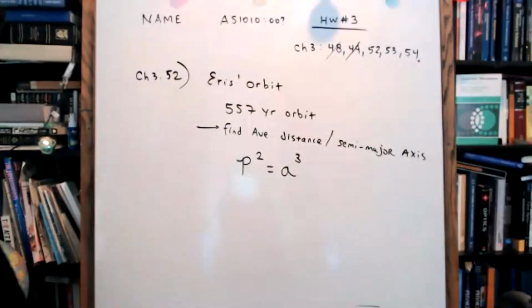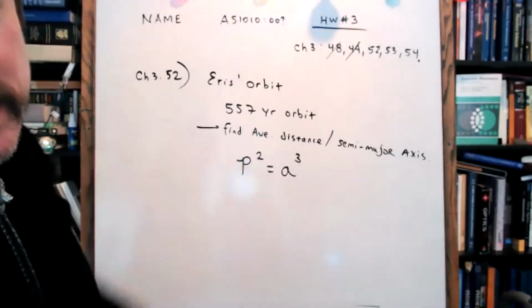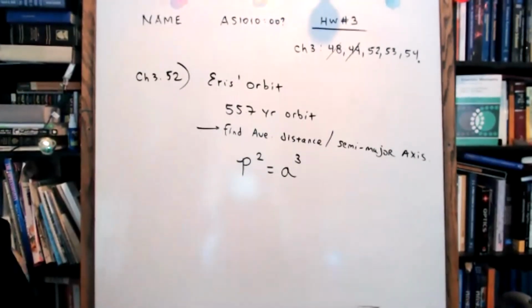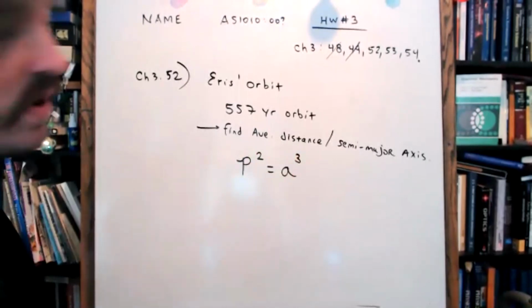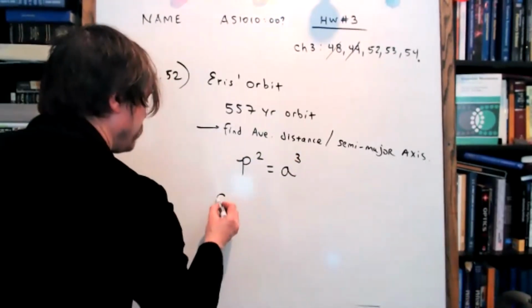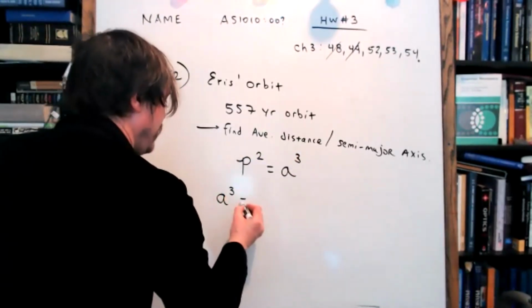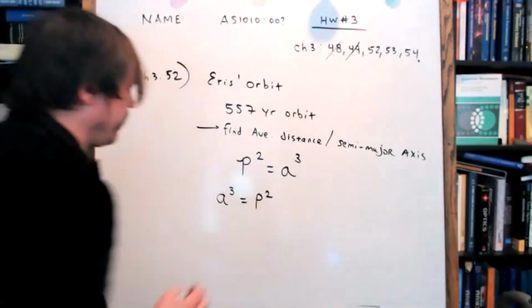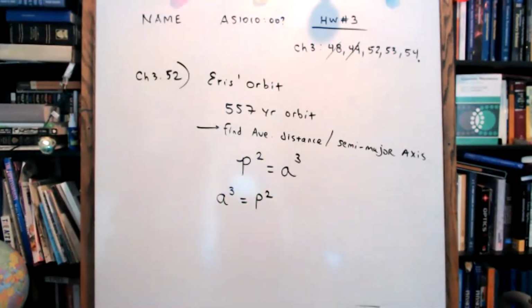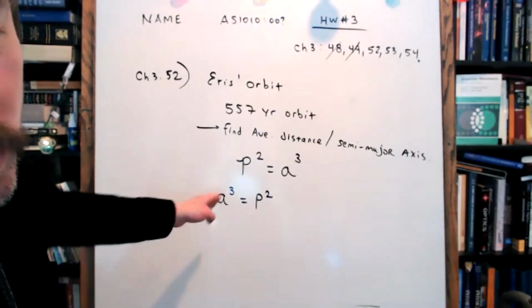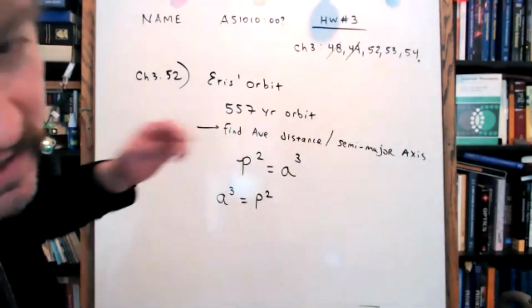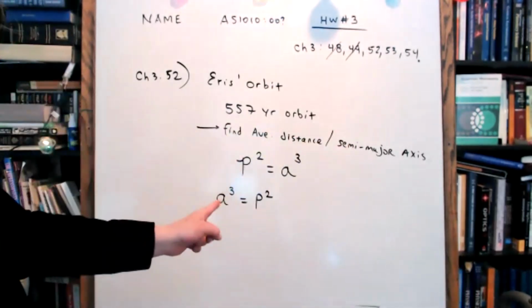Okay. And then what does A represent? Average distance in AU. Which is what we want. So we should rearrange the formula. Let's start by writing A cubed is equal to P squared. How do I get rid of the A? We want to find A. That's what the job is. How do I get rid of that cube?